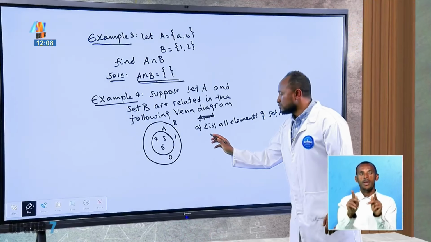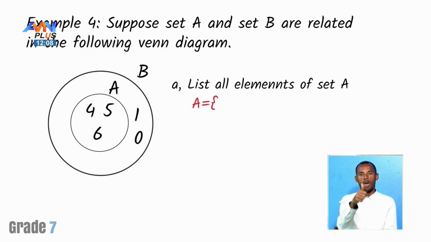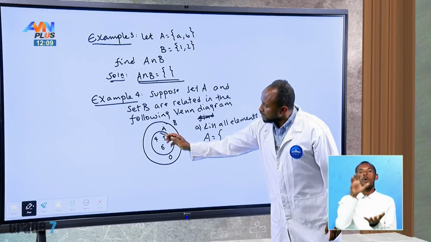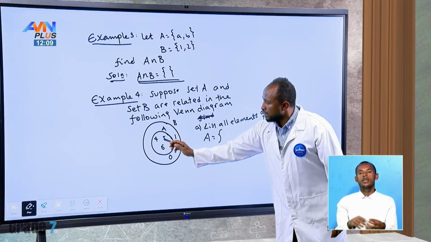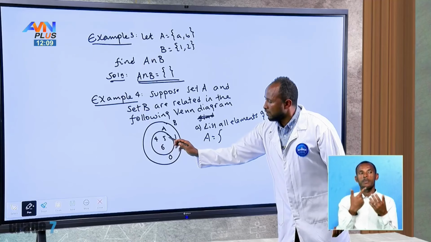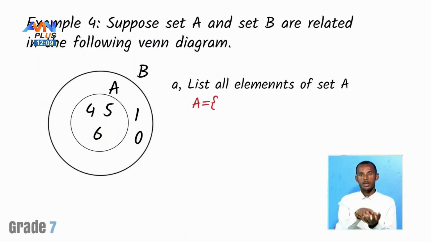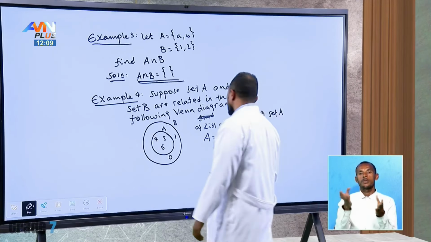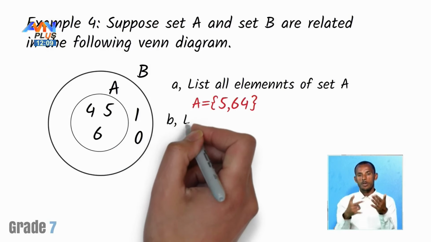Okay, we are asked to list all elements of set A. Set A contains the elements inside the circle. So in set A, we have these elements 4, 5, and 6. Therefore, set A contains the elements 5, 6, and 4. These are the elements of set A. Now, the second question, list all elements of set B.